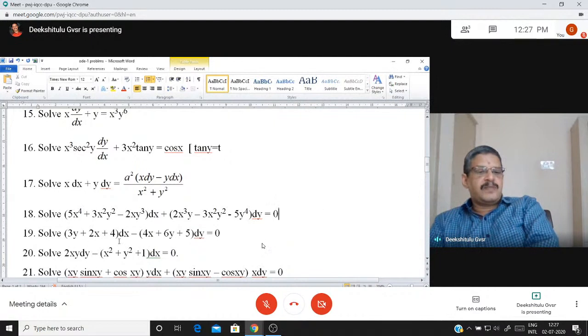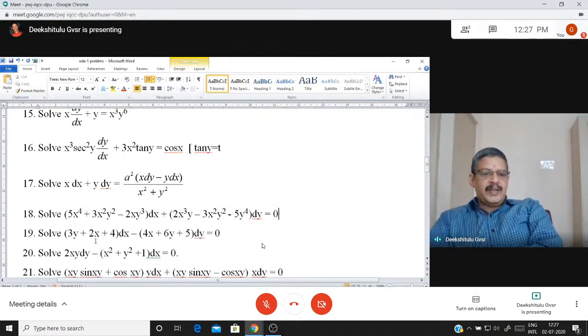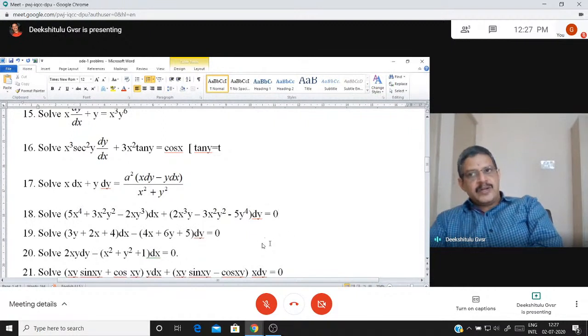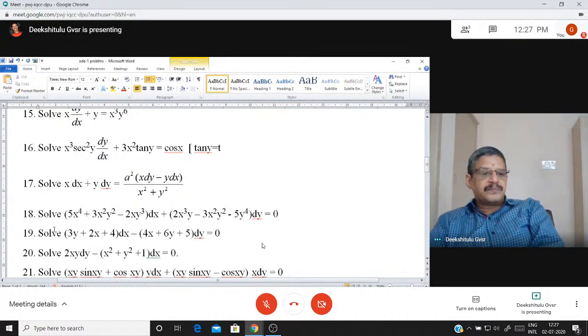Solve (3y + 2x + 4) dx minus (4x + 6y + 5) dy is equal to 0. This is also in the M dx plus N dy form. So dou M by dou y is 3 and dou N by dou x is minus 4. They are not equal, so it is not exact. Then find the integrating factor.